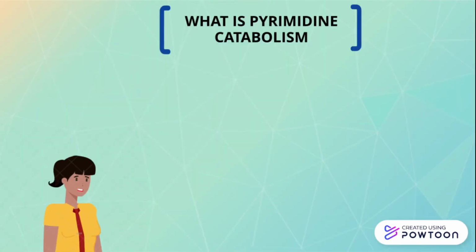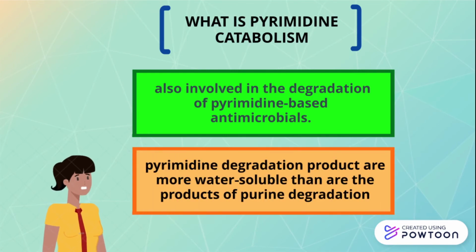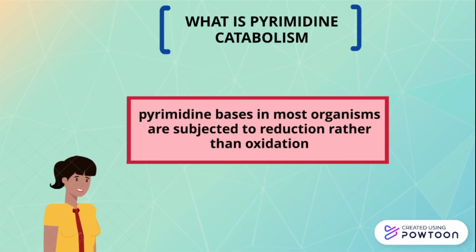The pyrimidine catabolic pathway is thought to be also involved in the degradation of pyrimidine-based antimicrobials. The products of pyrimidine degradation are more water-soluble than the products of purine degradation. The pyrimidine bases in most organisms are subjected to reduction rather than oxidation.